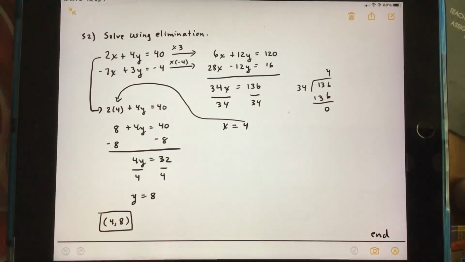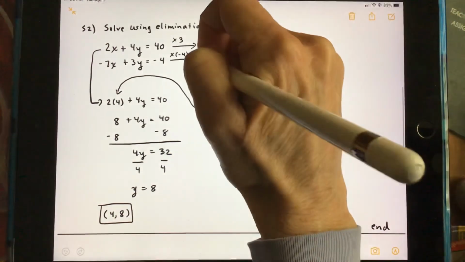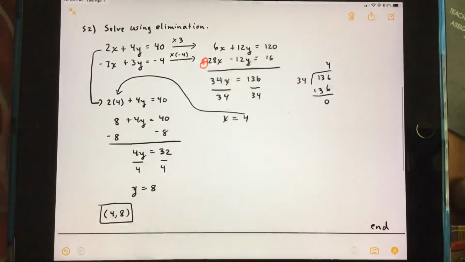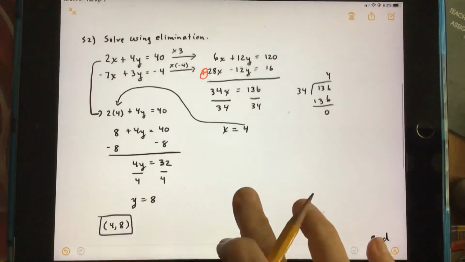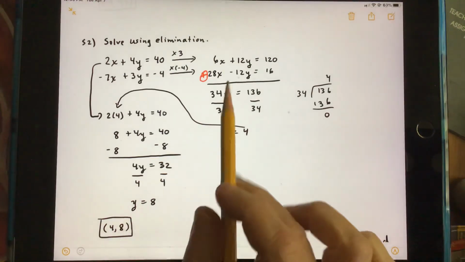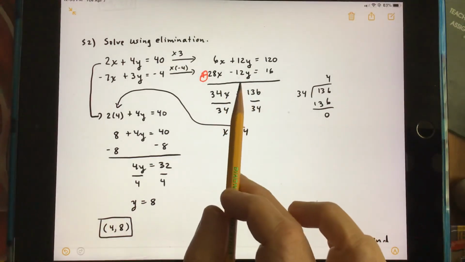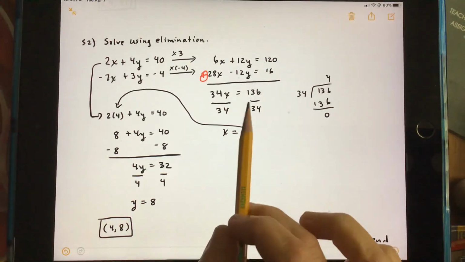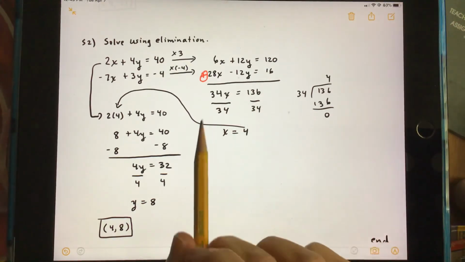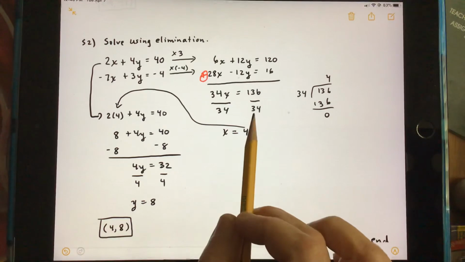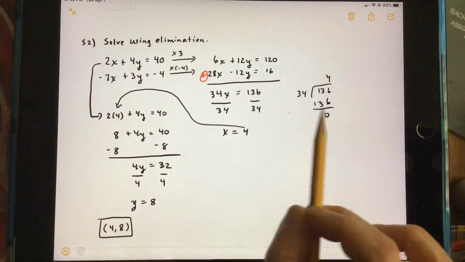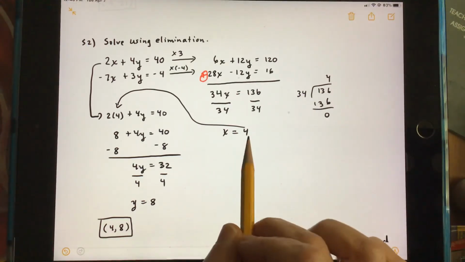Now it's time to add these two equations. So once I have created my opposites, I want to add the two equations together in order to eliminate one of the variables. So when I add 6x plus 28x, I get 34x. The 12y's cancel out and are gone. 120 plus 16 is 136. Then to get down to x, I divide both sides by 34, and here I am working out that long division. So it turns out x is 4.